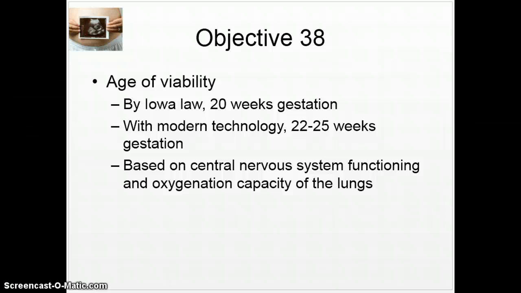The age of viability is the age at which the fetus can survive outside of the uterus and maintain life on its own. Obviously, at 20 weeks gestation, these preterm babies would need to have multiple life support systems on board in order to maintain life. Probably a ventilator, IV fluids, TPN, feeding supplementation, all that would be needed in order for a preterm baby to survive.